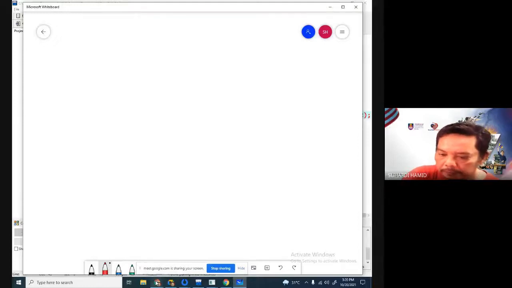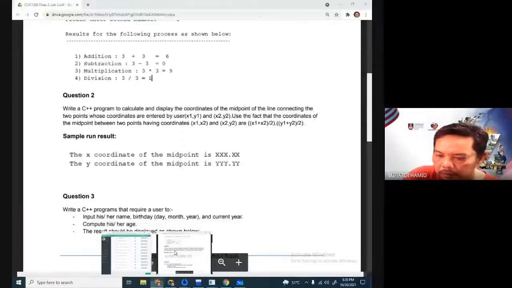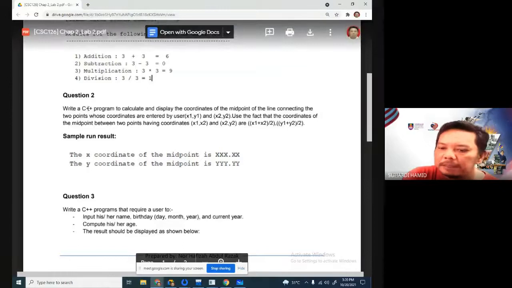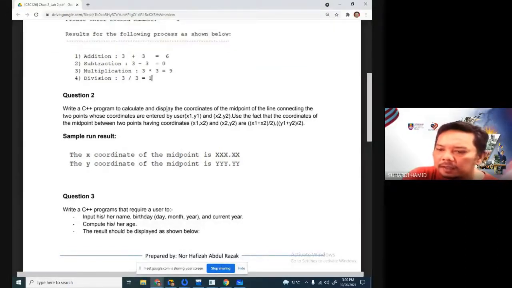All right. Now, let's have a look at the question. Write a C++ program to calculate and display the coordinates of the midpoint of a line connecting the 2 points whose coordinates are entered by user. User will enter x1 and y1, x2 and y2. Use the fact that the coordinates of the midpoint between the 2 points having coordinates x1, y1 and x2, y2 are x1 plus x2 divided by 2, y1 plus y2 divided by 2.